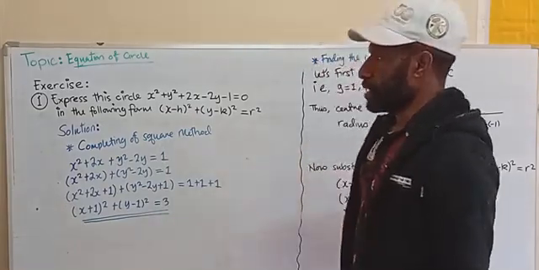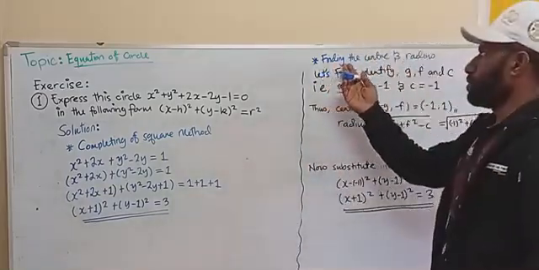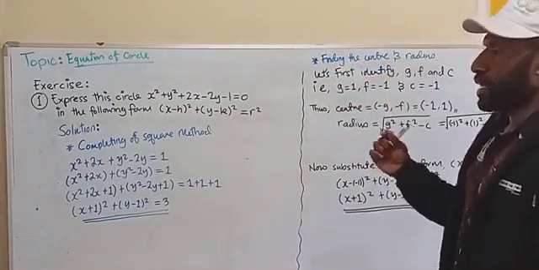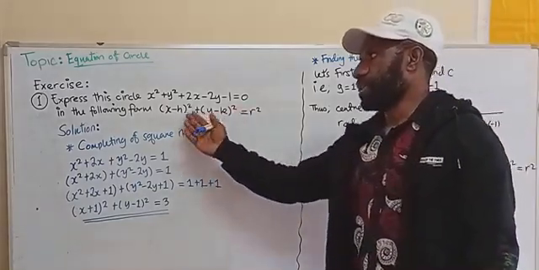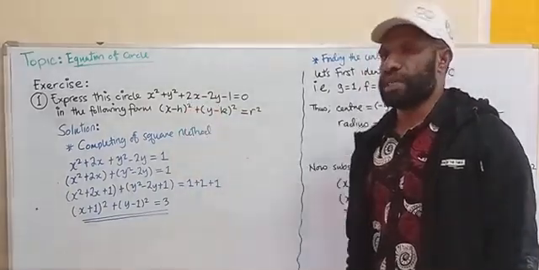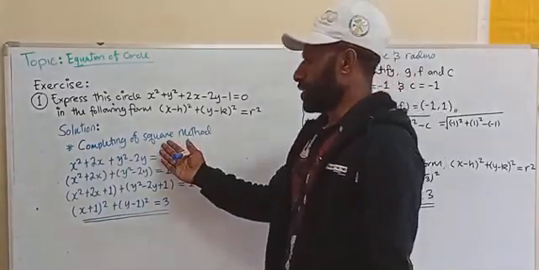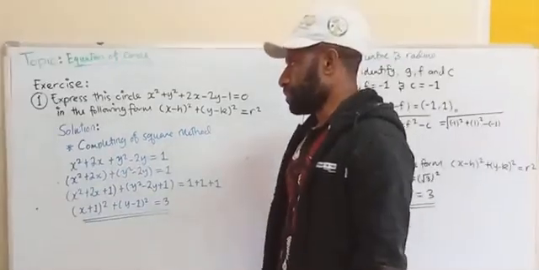The second method is that first of all, we find the center and the radius. Then knowing the center and the radius, we just substitute into this form to get the equation. So let us first look at the first method, which is the completing the square method.